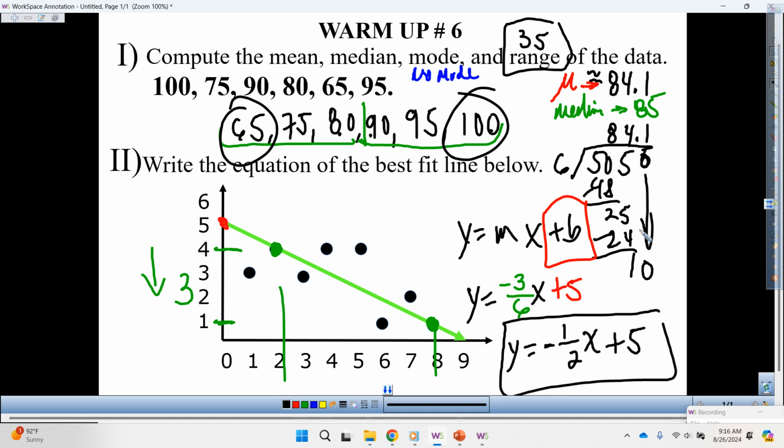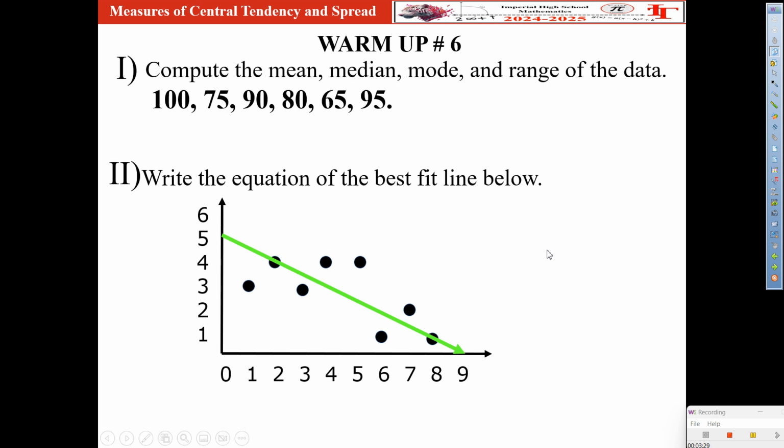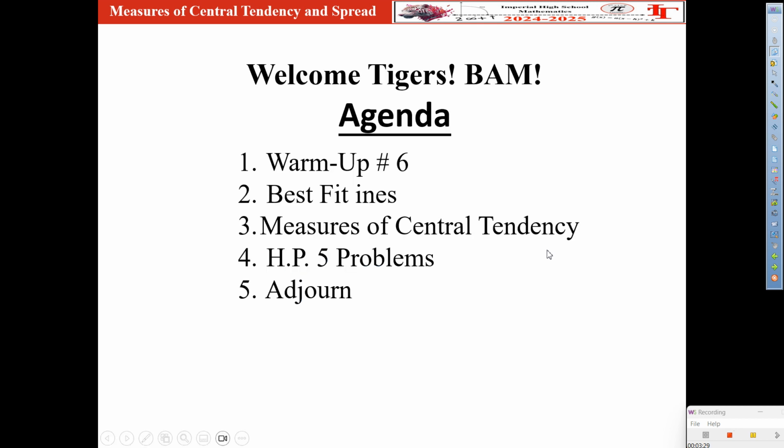All right. Good, good, good, good. Here we go. Agenda, copy that, please. Warm-up number 6, best fit lines. Today we're going to revisit that. Measures of central tendency, we're also going to revisit that. And you have 5 problems for homework. Copy that. We good? Yes?